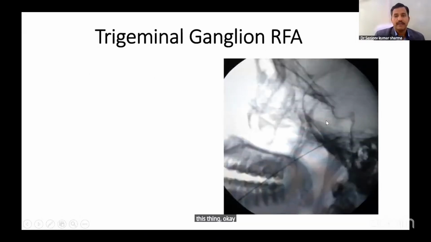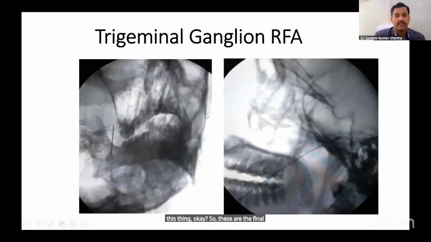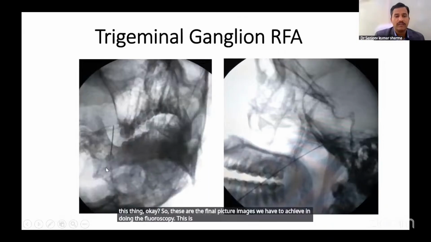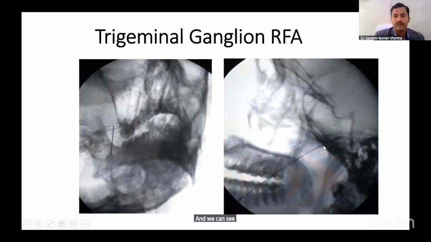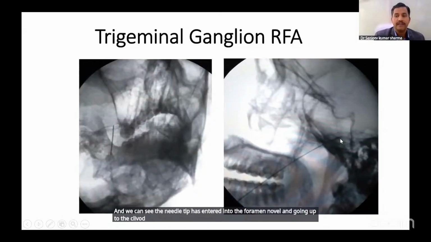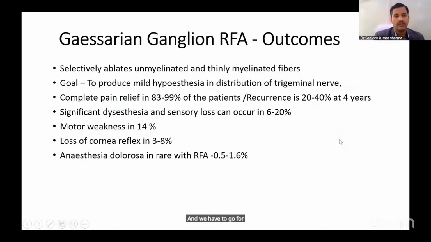Okay. So these are the final images we have to achieve during fluoroscopy. This is the foramen ovale in which the needle tip has entered, and we can see the needle tip has entered into the foramen ovale and is going up to the clivodural line area, and we have to go for sensory and motor stimulation.